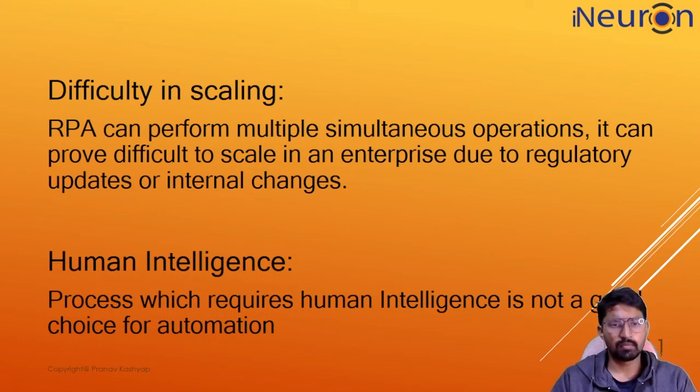The last but not the least challenge is human intelligence. If your process requires human intelligence, then it is not a good choice for automation. For example, if you are running a project and you get an error, and you need human intervention to correct those issues, then that is not a good choice for automation. We have to restrict ourselves from choosing those projects.